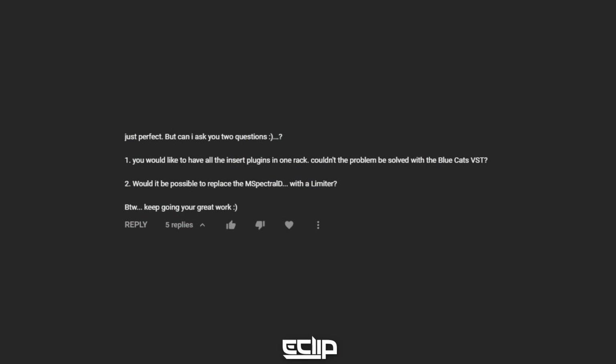Alright, so the next question is actually two questions. Just perfect, but can I ask you two questions? You would like to have all the insert plugins in one rack. Couldn't the problem be solved with the Blue Cat Patchwork VST? Yes, you're right, but the whole working environment behind this is a bit complicated.